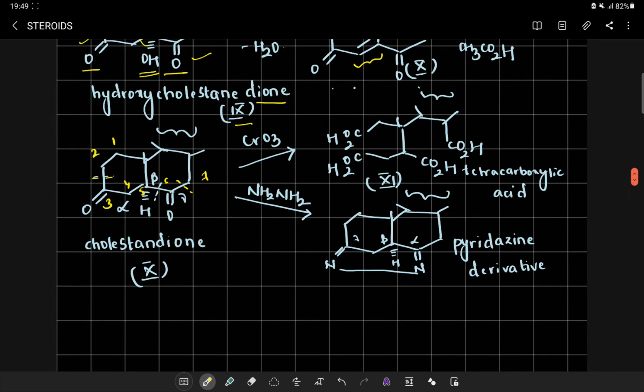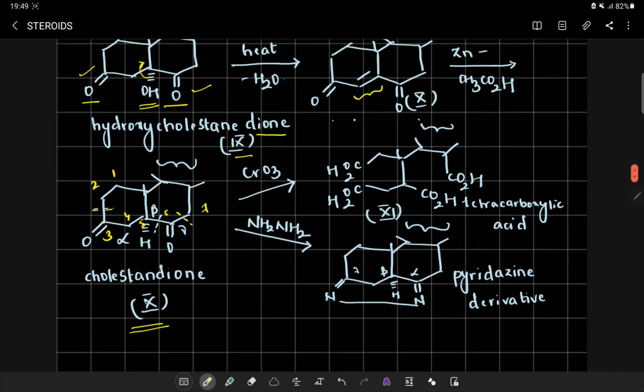Now further, when we get this compound number 10, that is cholesterol dione, the oxidation of this cholesterol dione in the presence of CrO3 is going to give me a tetracarboxylic acid. Here we can observe that there is no loss of carbon. Hence, the oxidation of cholesterol dione 10 to a tetracarboxylic acid, which is compound number 11, without loss of any carbon atom. Now, this suggests that both the ketonic groups are present in two different rings respectively.